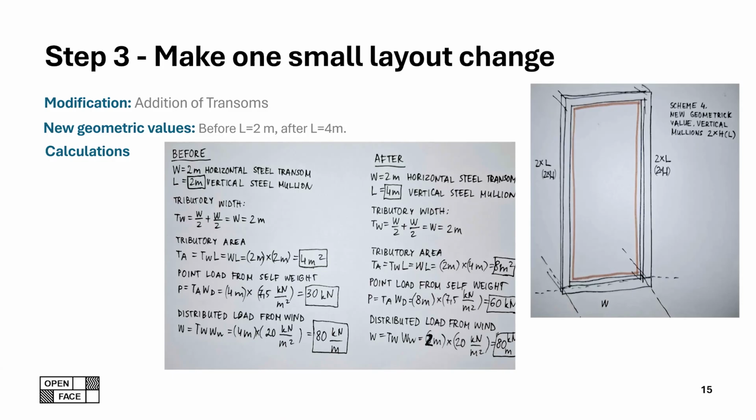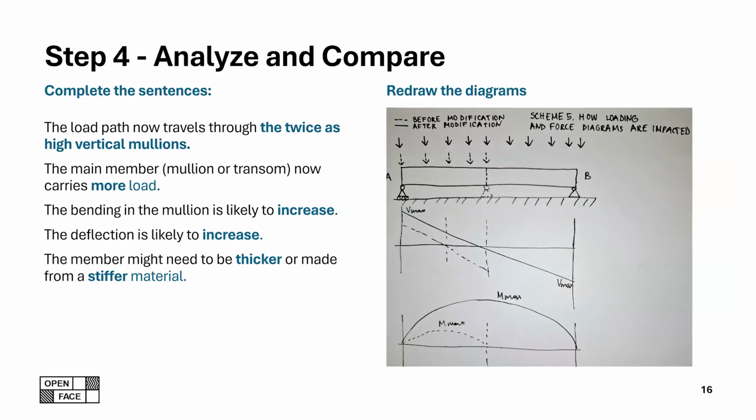And lastly, here you see clearly that the submission matches the intent of the exercise. The student correctly recognizes that when the mullion height doubles, the bending and deflection increase, and the member may need to be thicker or stiffer. You can see on the diagrams on the right that they show the before and after behavior with higher bending moments and a steeper shear line after the modification.